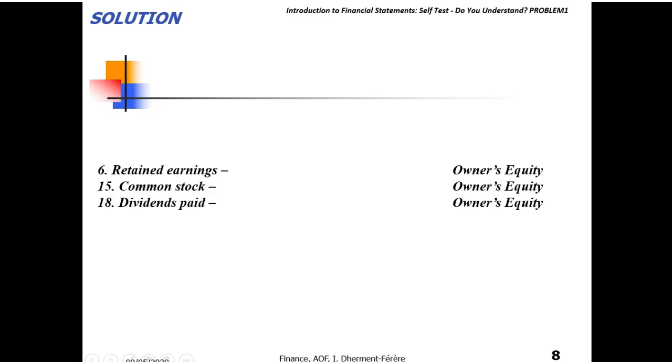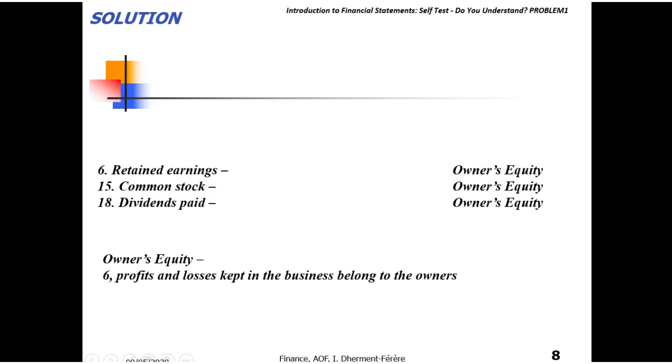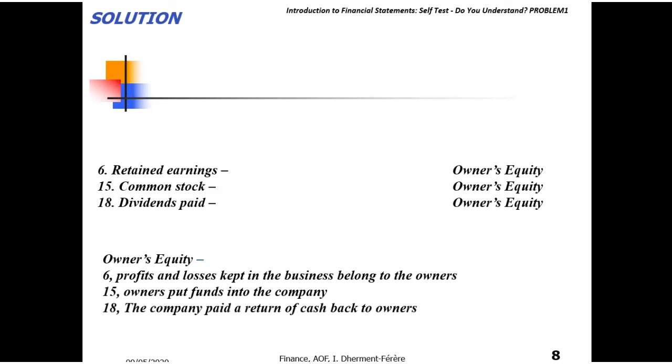And owner's equity. For 6, there are profits and losses kept in the business that belong to the owners. 15, owners put funds into the company. 18, the company paid a return of cash back to owners.